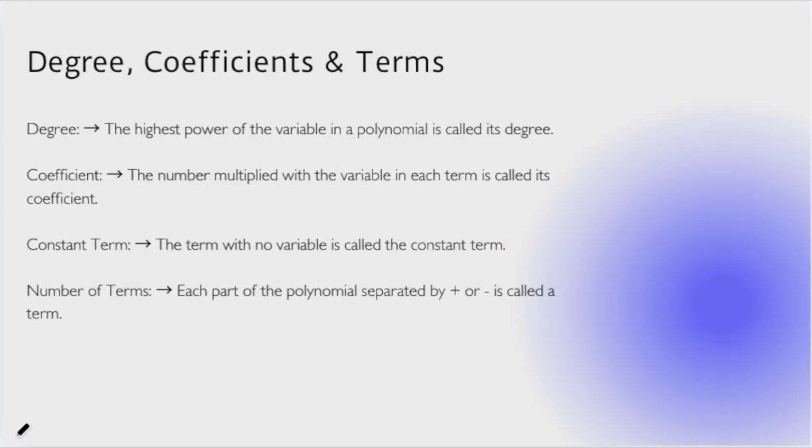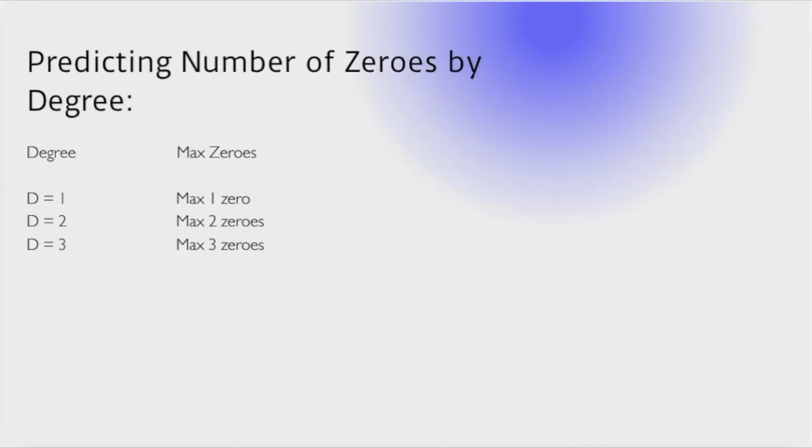Coming to degree, coefficients and terms. The degree is the highest power of the variable in a polynomial. The number multiplied with the variable in each term is known as a coefficient. The constant term is the term with no variable, and the terms are the parts of the polynomial which are separated by plus or minus signs.